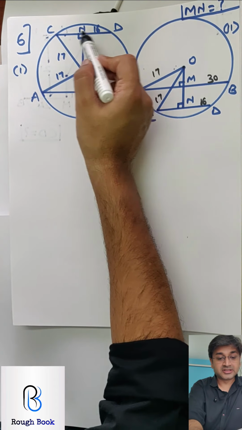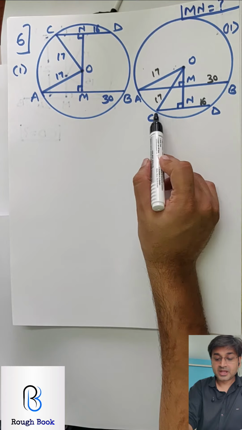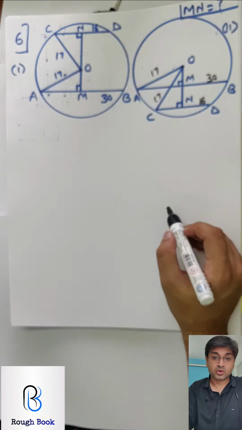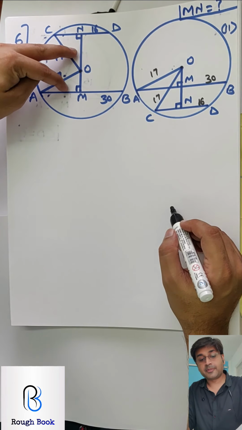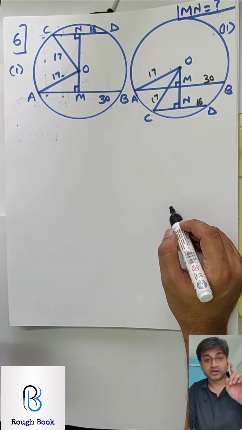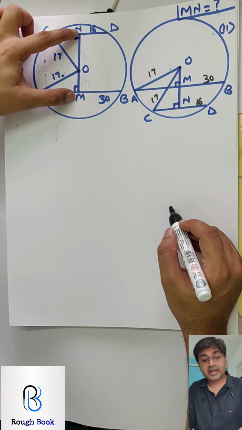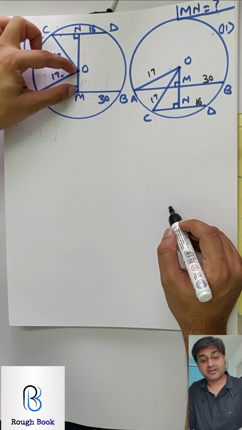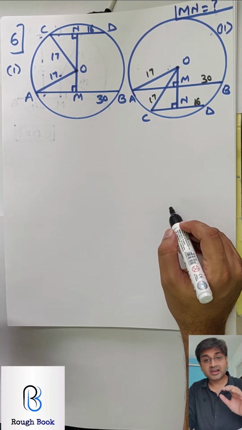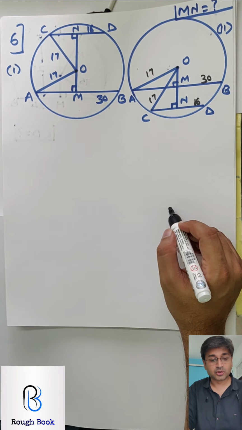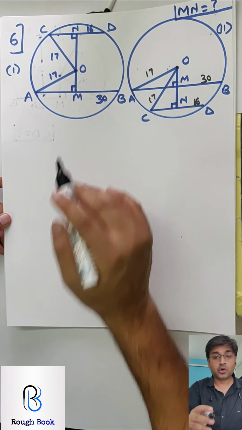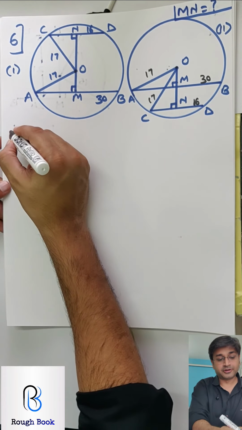Likewise, ONC, this is 16, so 8 and 17. So ON also in both the cases is going to be the same. So when you apply Pythagoras for the two triangles, OM and ON is what you will get. In both the cases, it will remain the same. MN for this case I will add, and MN for this case I will subtract. So only the last part is going to change, rest everything is going to remain the same. So first let's apply Pythagoras twice, get ON and OM, then we'll talk how to go about further.